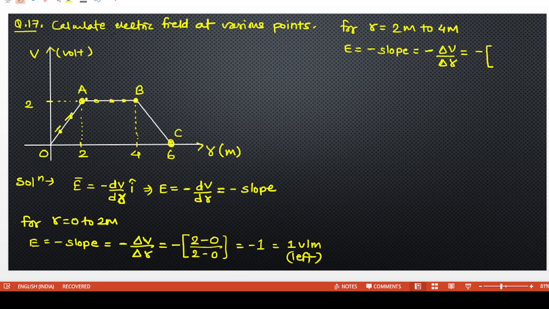What is the change in potential from A to B? Final potential is 2, initial potential at A is also 2. Upon distance, final position is 4, initial is 2. Change in y upon change in x, the answer is 0. You could have directly written the answer 0. It is a horizontal line, its slope is going to be 0. For a horizontal line, slope is going to be 0.